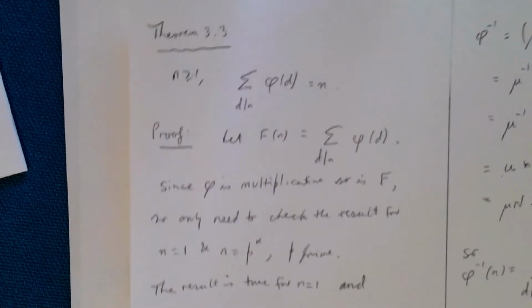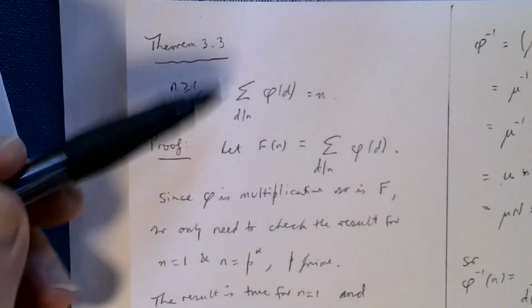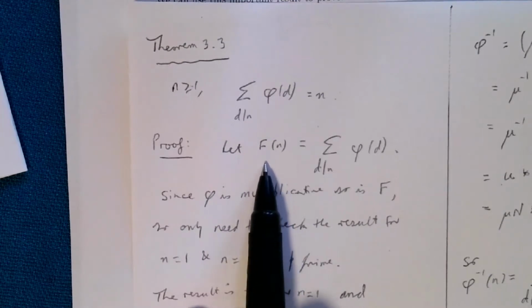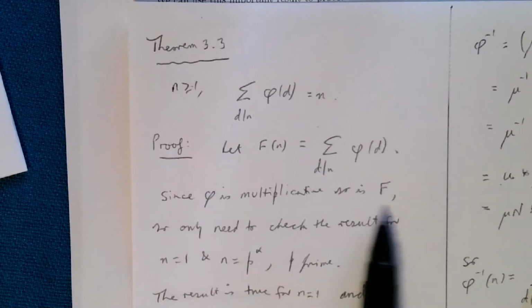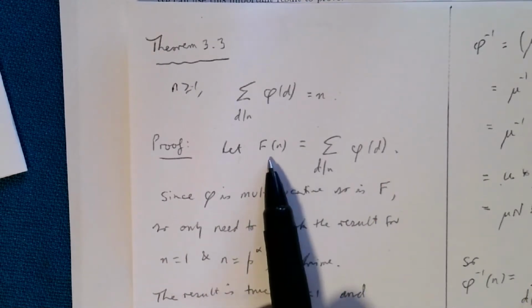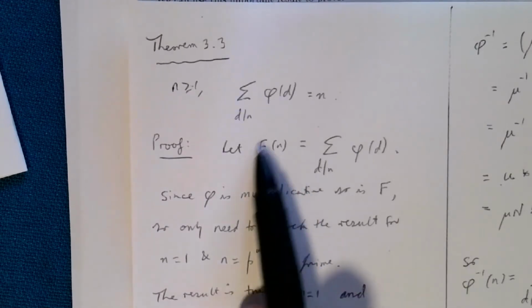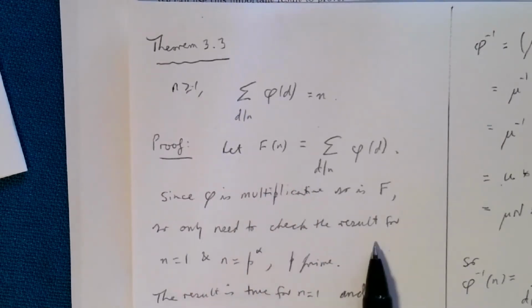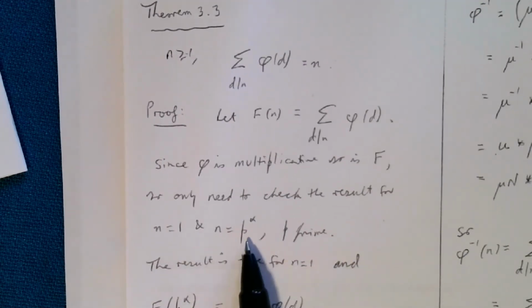So there's the theorem that we're proving, and we're going to give this a name. I'm going to call that capital F of n, and because phi is a multiplicative function, then so is capital F. And of course the joy of having a multiplicative function is we only need to know what it does to the prime powers. So because capital F is multiplicative, we only need to check the result is true for n equals 1 and for n a prime power.